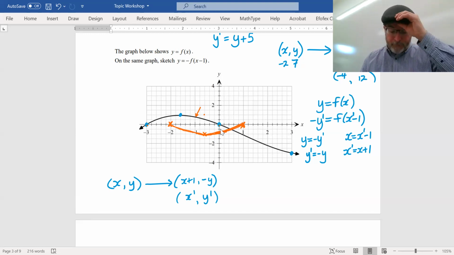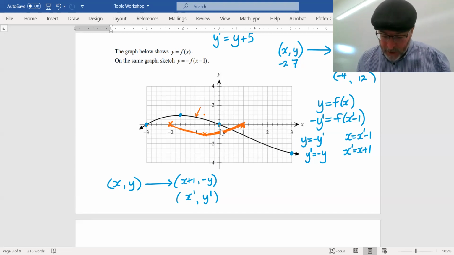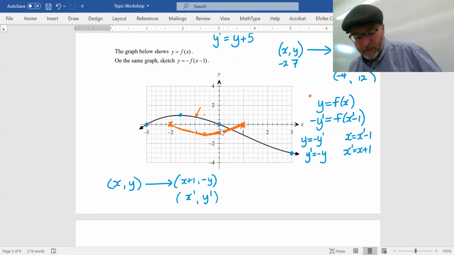Now, the other point that I wanted to do was this one here. Now, it's going to be a bit hard to move this one unit to the right and then flip it, because it'll be out of the picture and it'll be up at there somewhere. I can't be totally accurate on that.